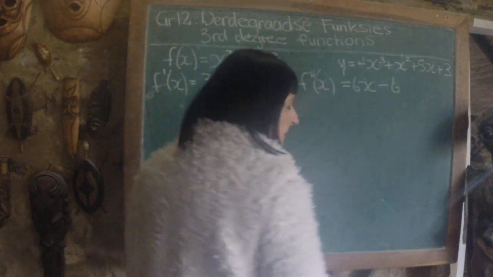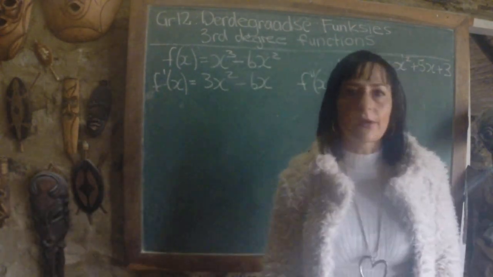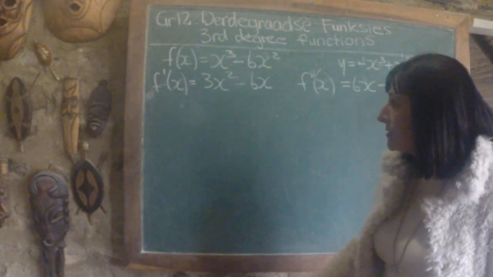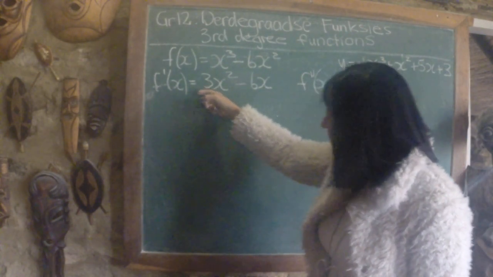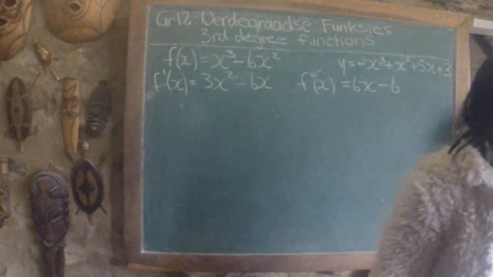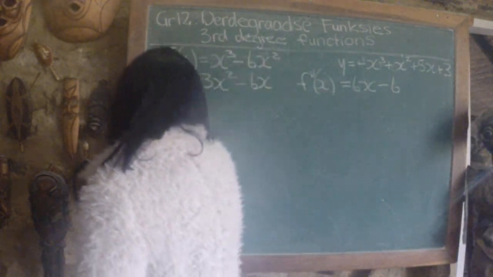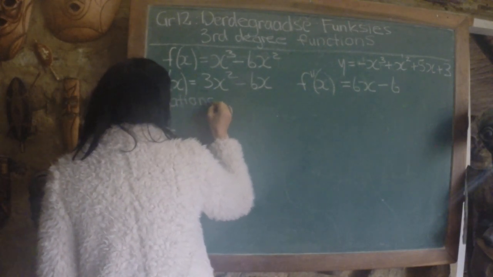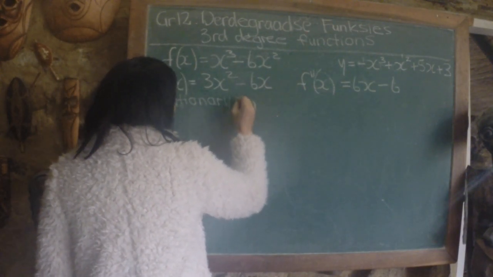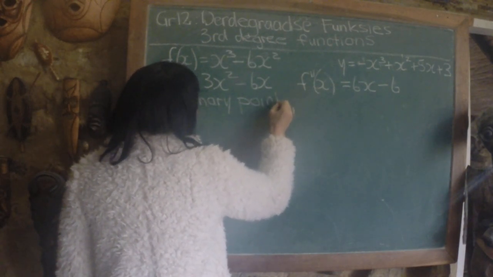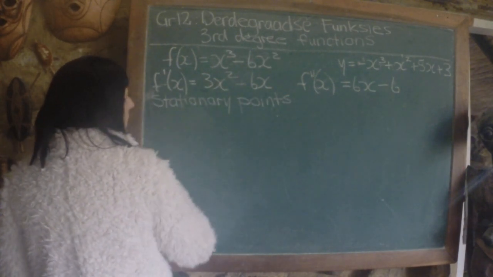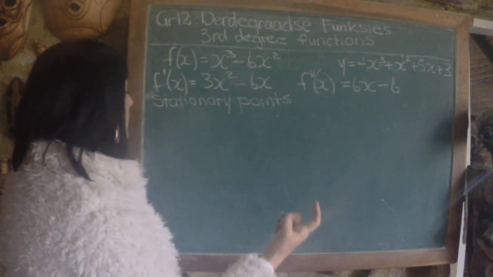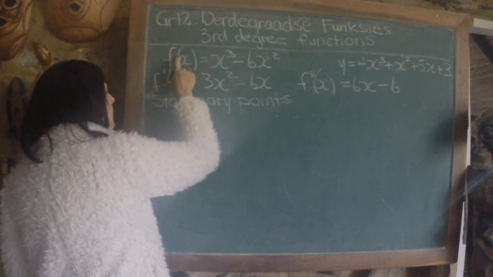Goed, as ons dit klaar gedoen het, let's get a little algorithm that we always apply when we draw third degree polynomials. First get the first derivative and then the second derivative. And after that, let's get the stationary points. Hoe kry ons stasionêre punte? Deur ons eerste afgeleide gelyk te stel aan 0, and then we get the x values, and then we can determine the y values by substituting it into the original formula.